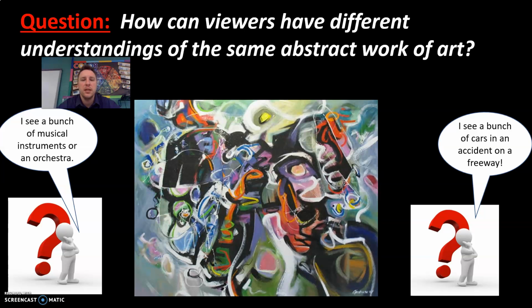So we immediately see something that we have seen before, or see something that just reminds us of something that happened in our past. So this little character on the left here, he's saying that I see a bunch of musical instruments or an orchestra. It's like a bunch of people playing in an orchestra. And over here on the right, you have this figure saying I see a bunch of cars in action on a freeway, like all kind of crashed and piled up together.